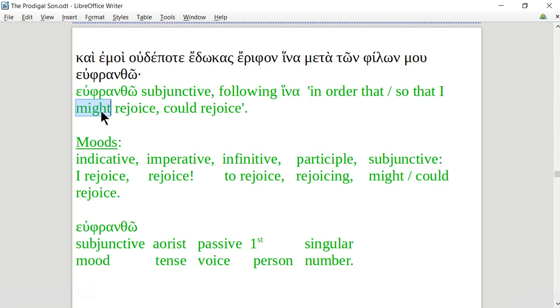So don't be fooled by this when it says in the older and more formal translations, so that I might rejoice. It's not meaning I might rejoice or I might not rejoice, but it's the subjunctive. And so it's better translated in normal modern English, so that I could rejoice, with my friends. So now a little grammatical aside, and we'll talk about the moods. These are the moods that we find in Greek: the indicative, I rejoice; the imperative, rejoice, the command; the infinitive, to rejoice; the participle, rejoicing; and the subjunctive, might, could rejoice.